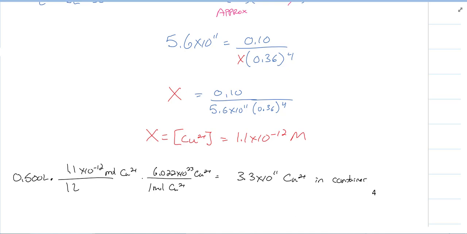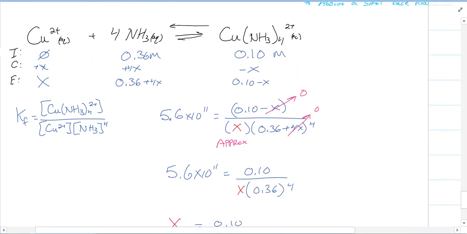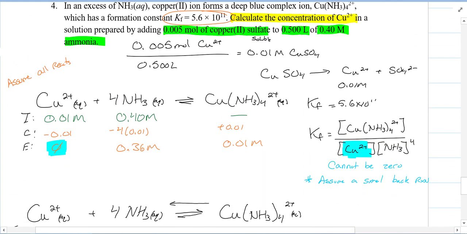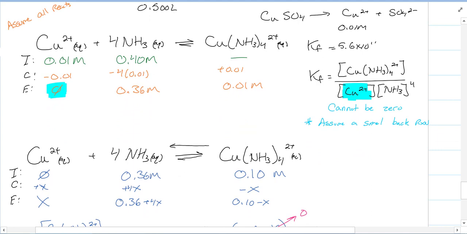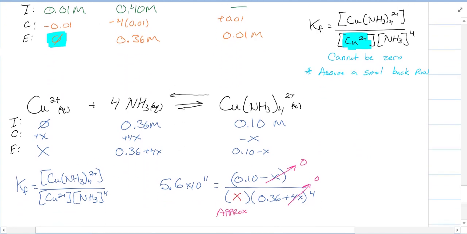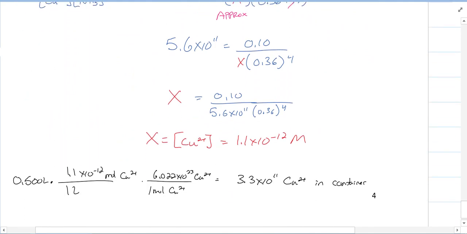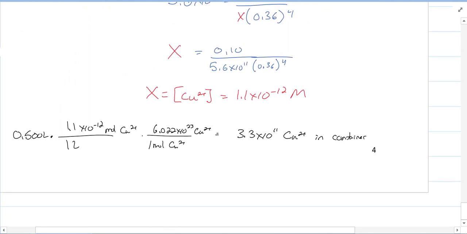That's about as hard as it gets with these complex ion formations. What did we do? We assumed, since K was big, that it all reacted, and we saw a small back reaction. So we assumed a small back reaction and did a nice table kind of backwards and solved for X. X was what we were looking for, and that's it. So that's going to end complex ions and pH and solubility.